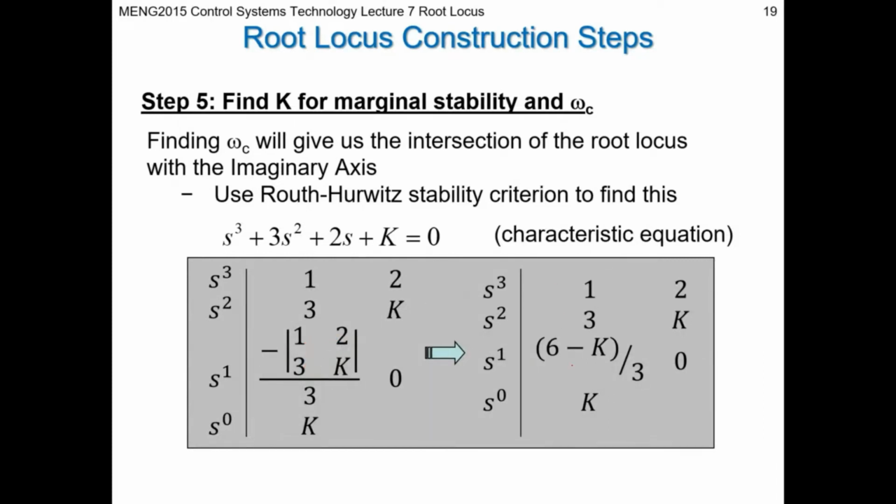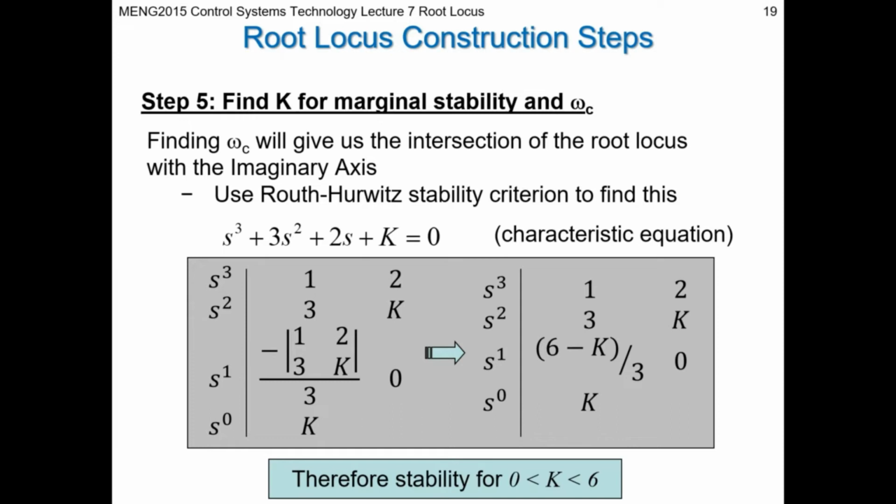So 6 minus k over 3, but the criterion for stability is that k has to be less than 6. If k goes above 6, this term will become negative, and then you'll have a change of sign in the first column of the Routh-Hurwitz array. And that's the criterion that tells you the system's unstable. So when k equals 6, you get a 0 here, and in that situation, the system is marginally stable. And that's what we're looking for. We're actually looking in this bit of analysis for the behavior of the system when it's in marginal stability.